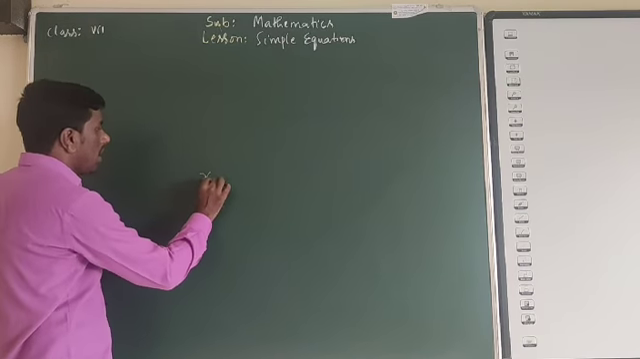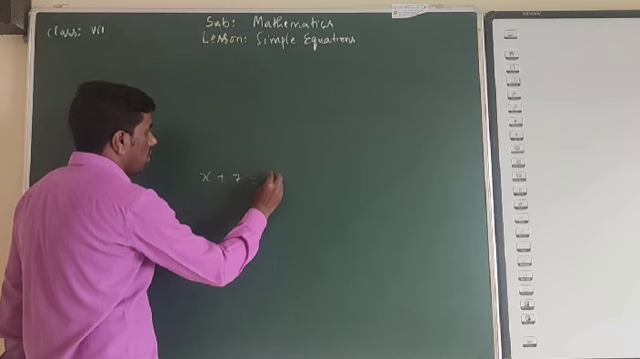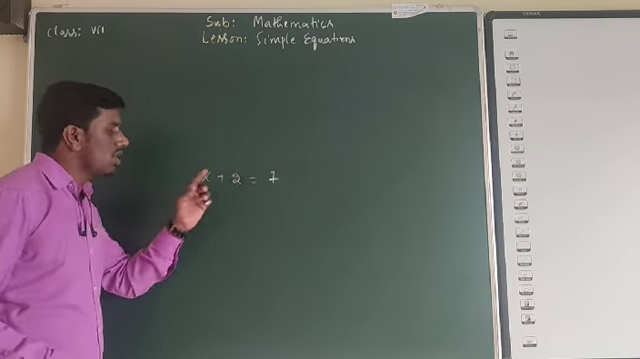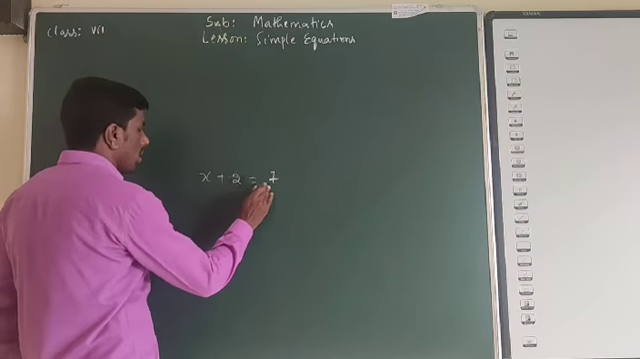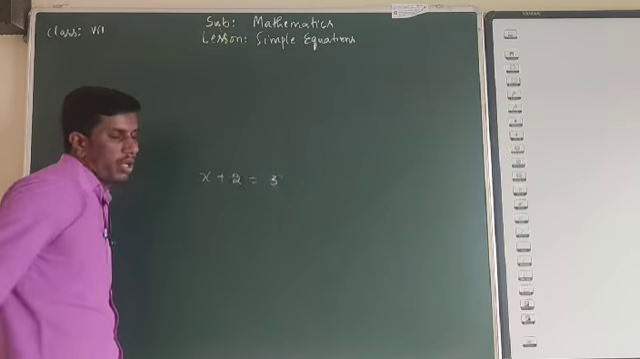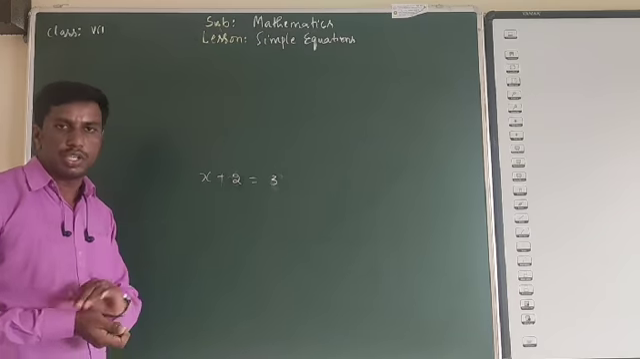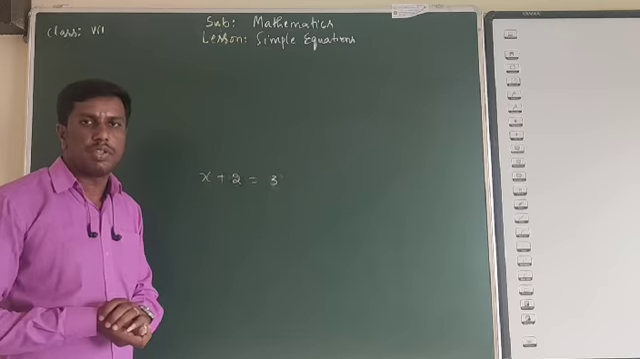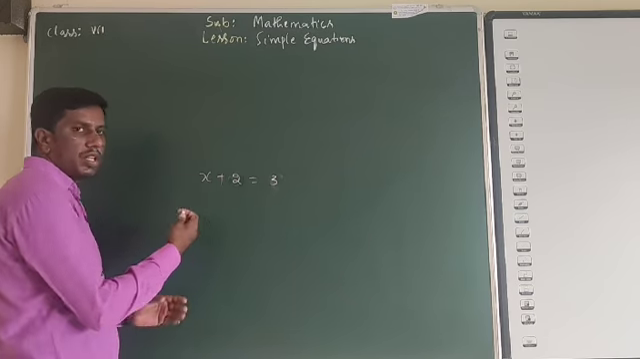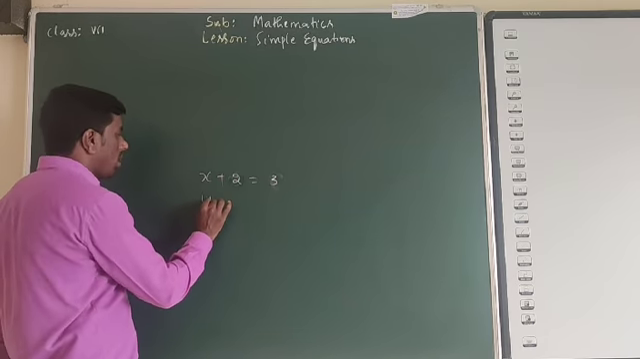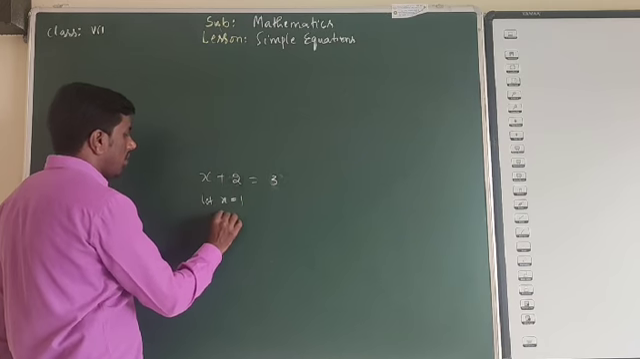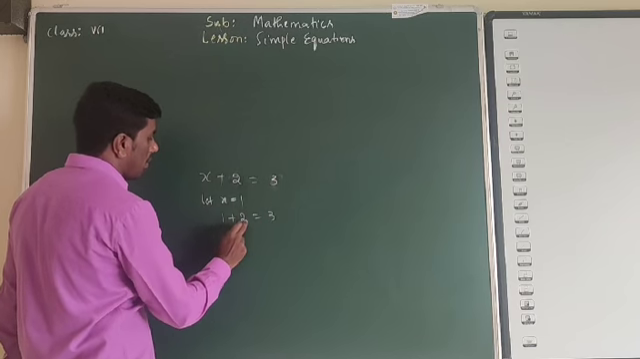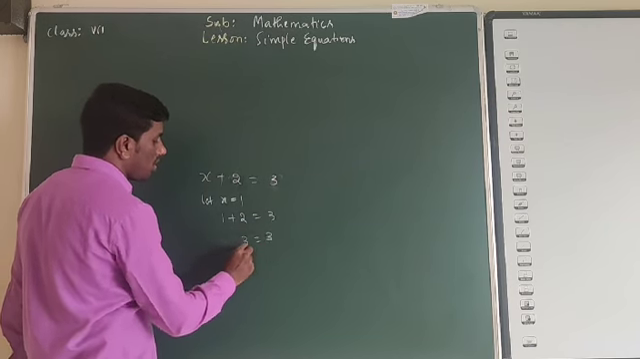Suppose I say x plus 2 is equal to 3. Assume that this is the equation. For what value of x will this LHS become RHS? That means, what is the solution of this equation? If I go with the trial and error method, let x is equal to 1. Substitute x is equal to 1: 1 plus 2 is equal to 3, and the RHS I'm having is 3. So 3 is equal to 3.